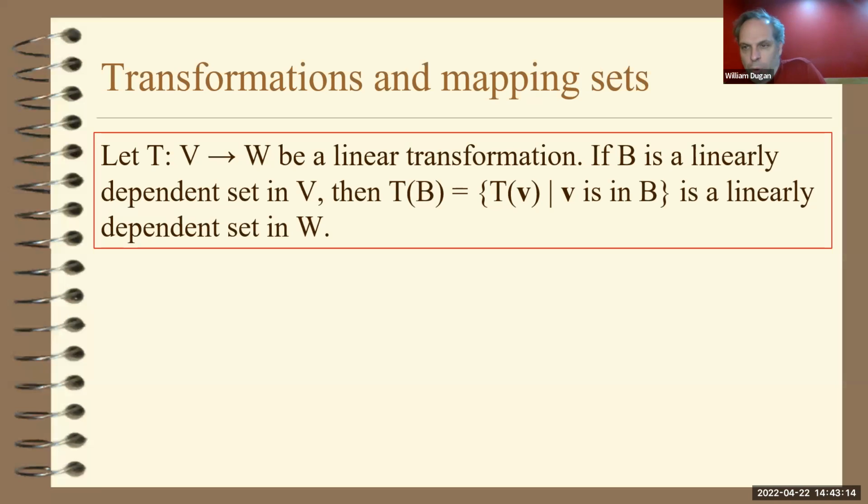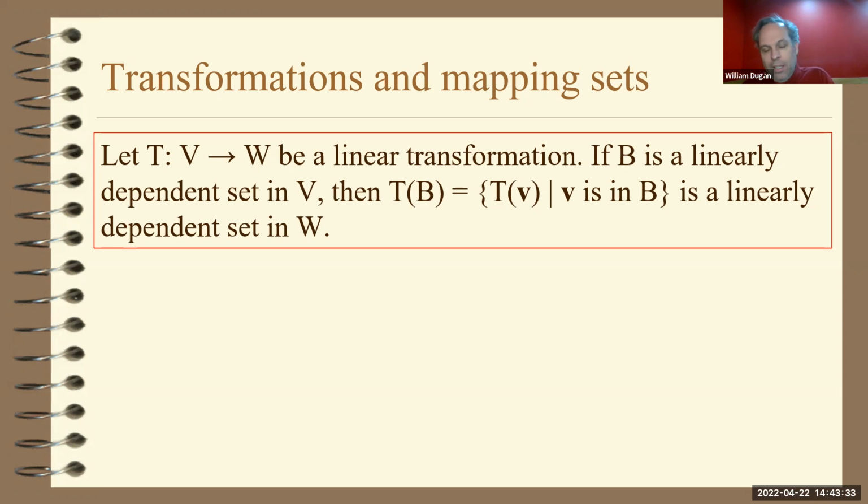So let's suppose you have a linear transformation. Suppose B is just some linearly dependent set in V. We don't know how many vectors are in there. Then if you apply the transformation to every single vector in B, we just normally call that T of B. That set actually has to be dependent also.